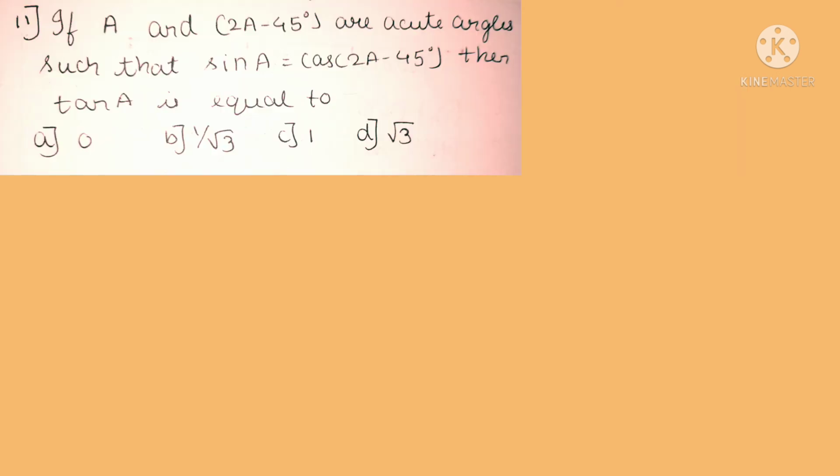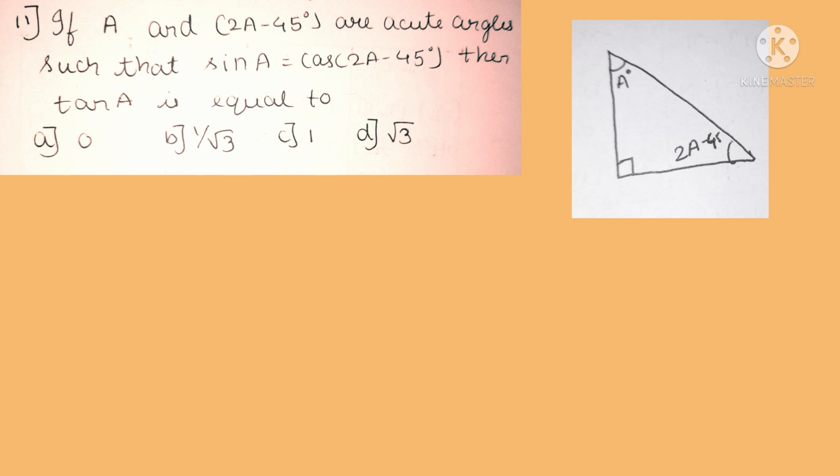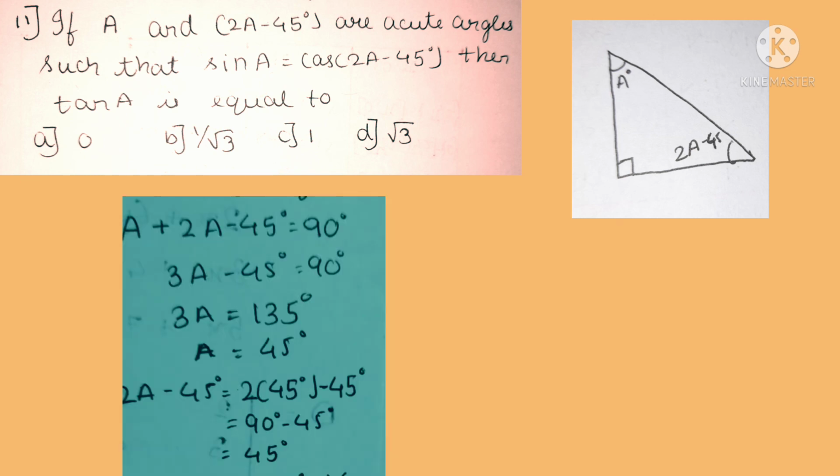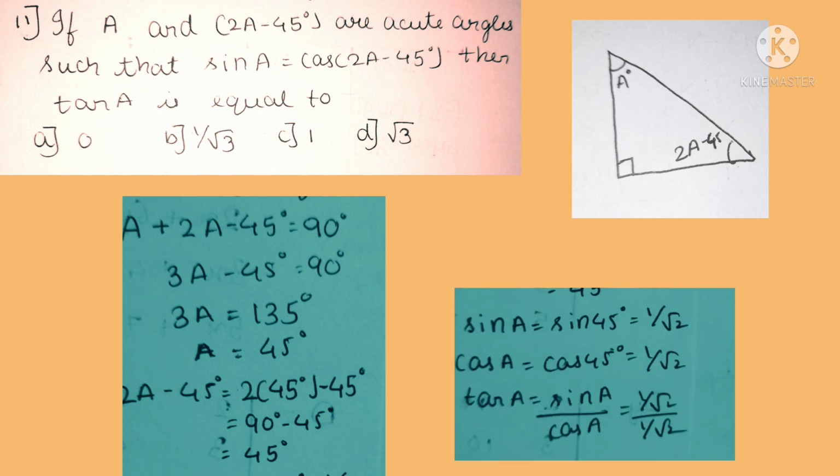Main question: if A and 2A minus 45 degrees are acute angles such that sin A is equal to cos of 2A minus 45 degrees, then what will be the value of tan A? So we'll draw a right angle triangle in which two are the acute angles. We'll mention them as A and 2A minus 45 degrees. The sum of the angles of the triangle will be 180. One angle we have already mentioned as 90. So the two acute angles they have given are A and 2A minus 45 degrees. So in short, A plus 2A minus 45 degrees is equal to 90 degrees, from which we can get the value of A.